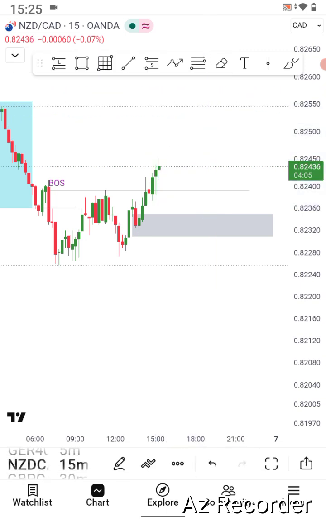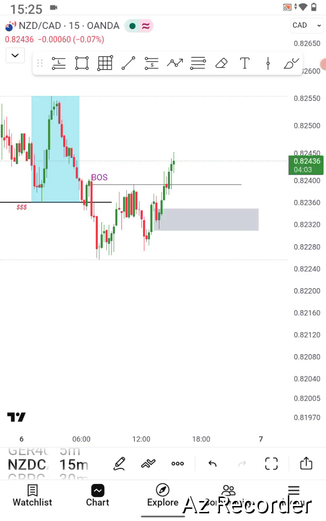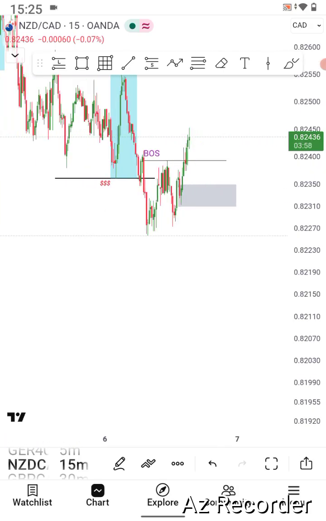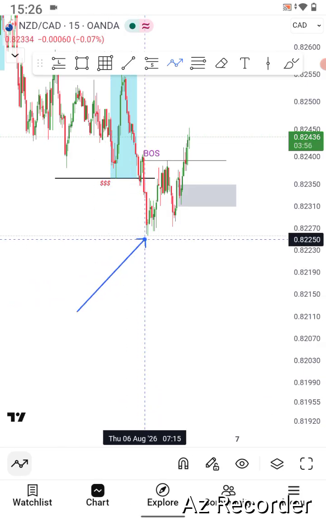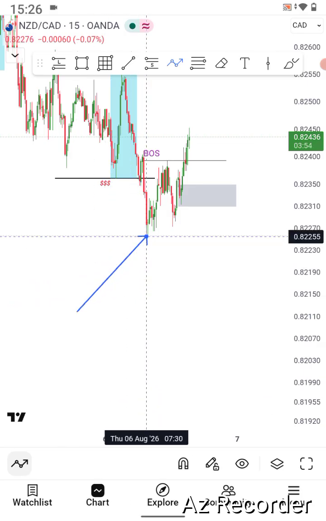But all in all, what I'm doing here is a confirmation entry, because my real setup has already happened. I usually catch my trades under here. Are you seeing it now? This is where I usually catch my trades. Very, very sharp entry. So since I missed that, what I'm doing now is a confirmation entry.